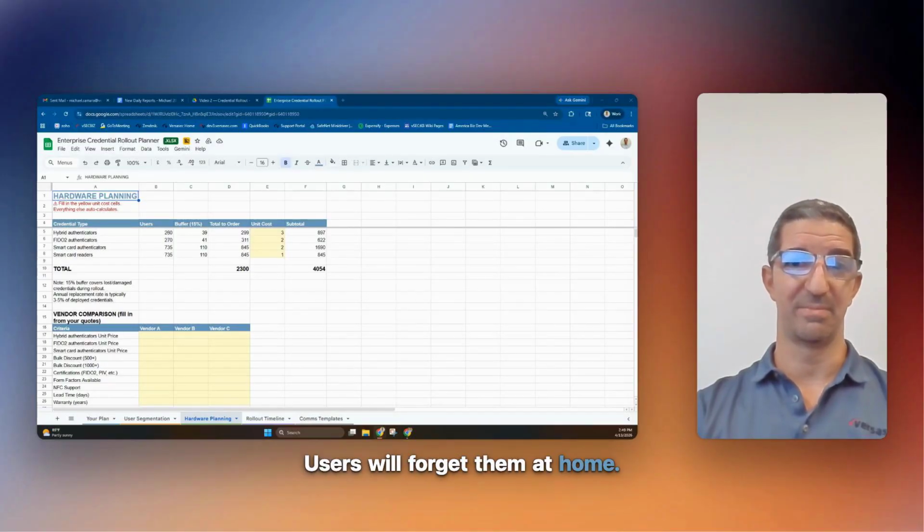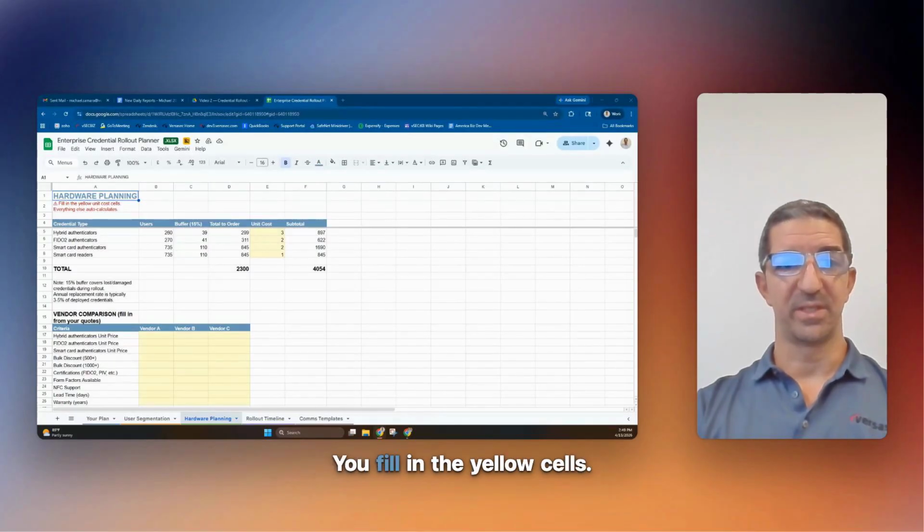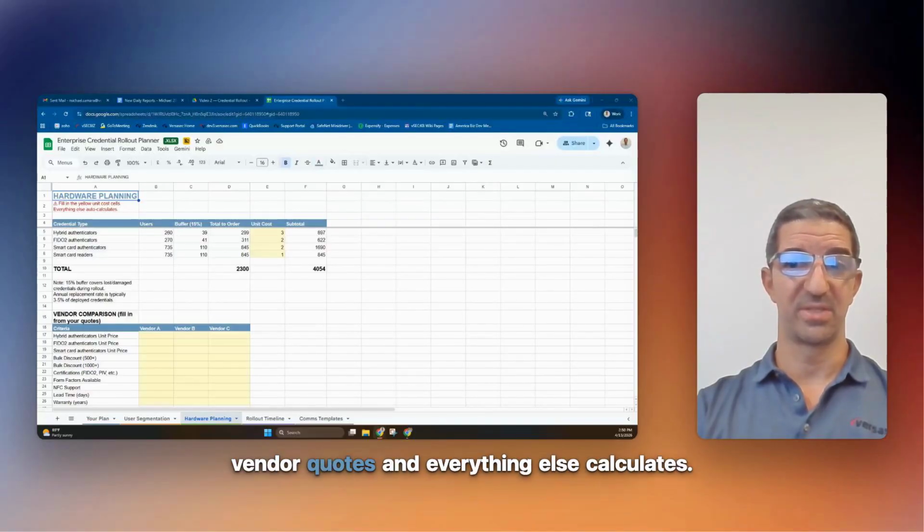Users will forget them at home. Someone will put them through the washing machine. Plan for it. You fill in the yellow cells. The unit costs come from your vendor quotes, and everything else calculates.